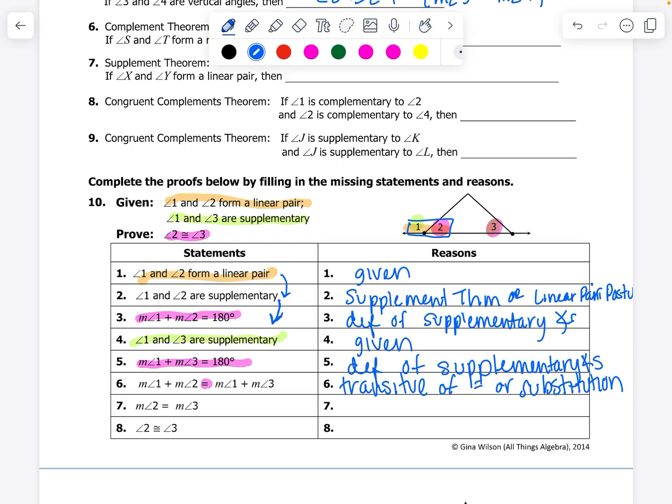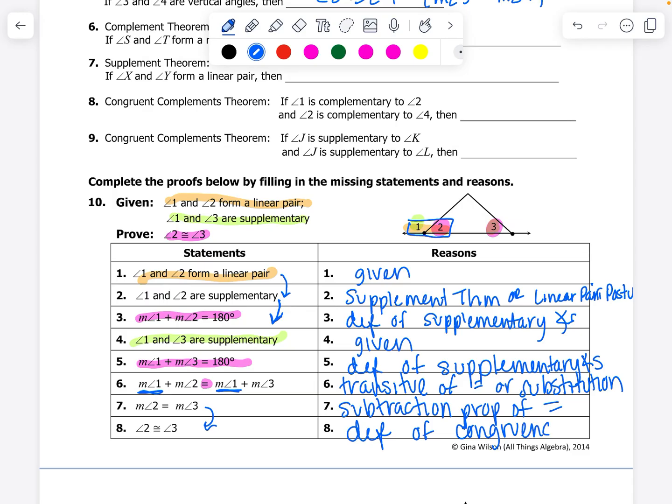Now I see I have this measure of angle 1 on both sides, and I'm really close to having the measure of angle 2 equals 3, which is my goal. So I know because it's on both sides, I can use the subtraction property of equality. And I change it from here to here, right? I change it to congruence, which is the definition of congruence.